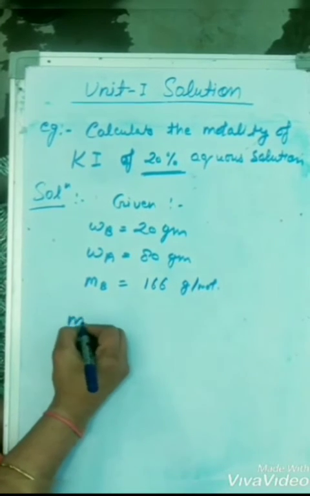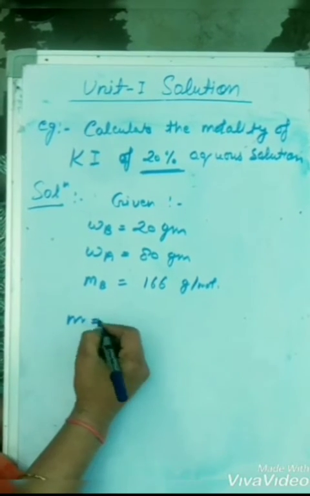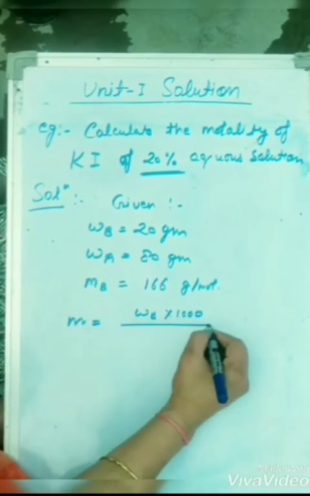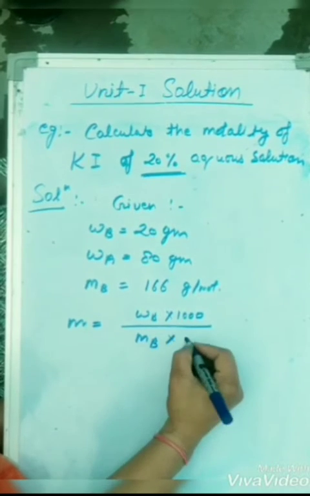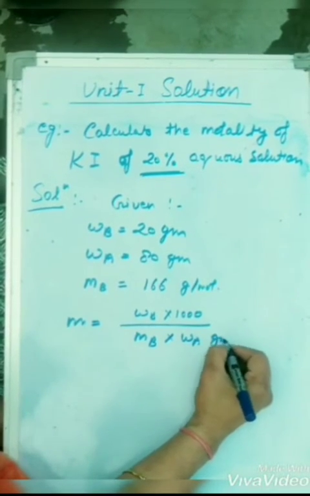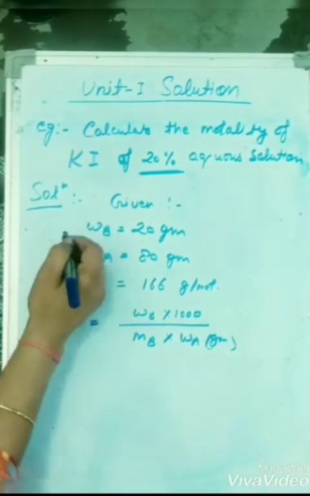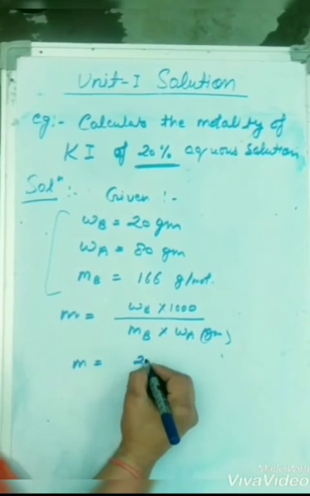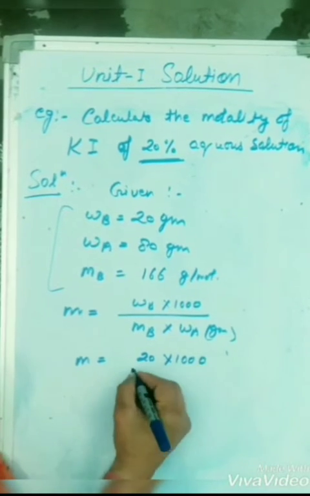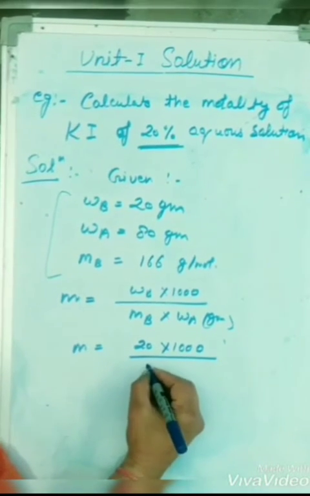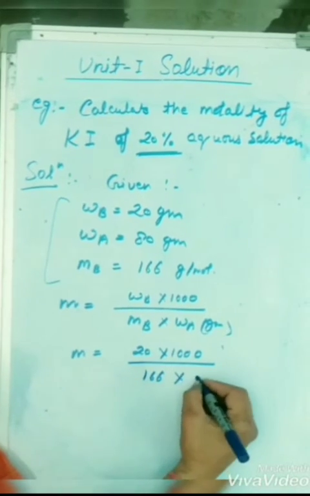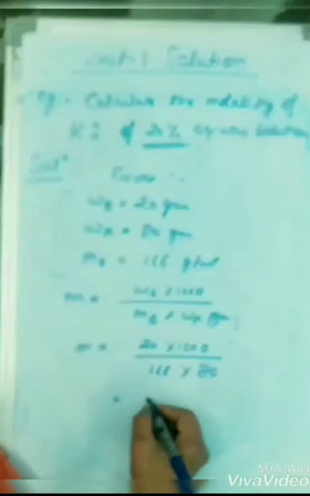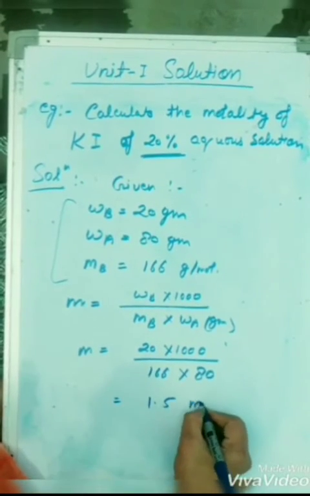and the formula of molality is Wb into 1000 upon Mb into Wa in gram. On putting these values in this formula, we find 20 into 1000 upon 166 into 80. On solving this, we find the answer 1.5 molal.